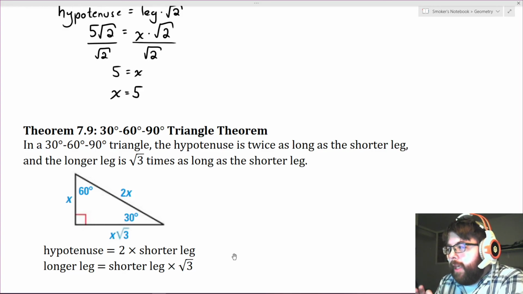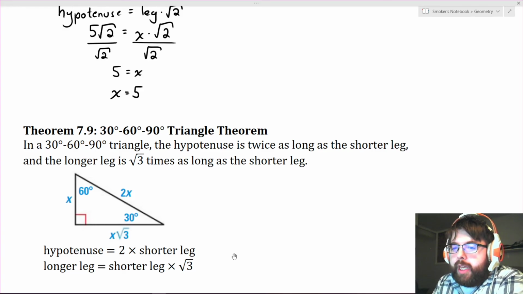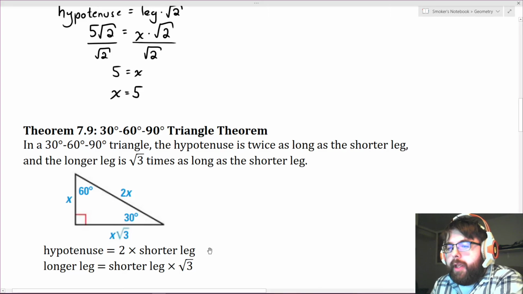Depending on what we're given, we might be given the shorter leg, and then we would be able to find the hypotenuse and the longer leg just using that shorter leg. That would be probably the easiest and the most ideal, but that's not always going to be the case. If we were given the hypotenuse, we'd use this first formula in reverse, divide both sides by 2 to find the shorter leg, and then use the shorter leg to find the longer leg. If we were given the longer leg, we would use the bottom formula here, plug in for longer leg, divide both sides by root 3 to find the shorter leg, and then plug that in to find the hypotenuse.